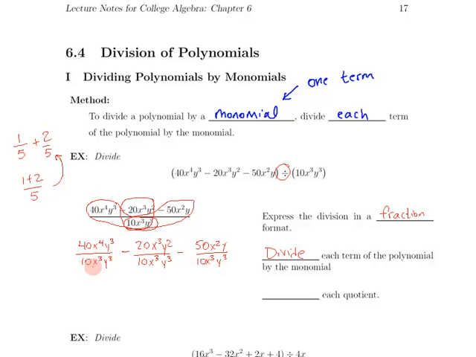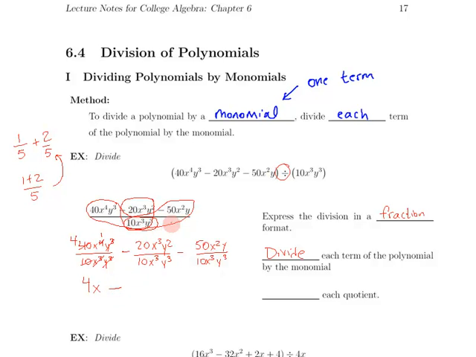Now, once I get to this point, all I'm going to do is to reduce each fraction as much as I can. For example, 40 and 10 have a common factor of 4. I can take an x cubed out of the top and bottom, and I'll be left with x to the first on top. And I can take the y cubes out of both top and bottom. I'm left with 4x to the first. Minus. Notice how the signs, by the way, just stayed the same as they were in the numerator.